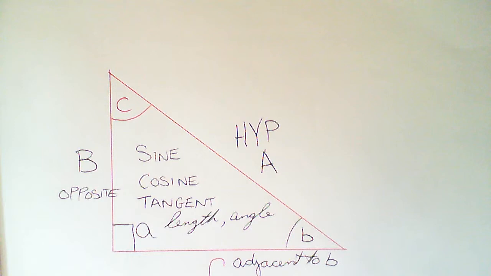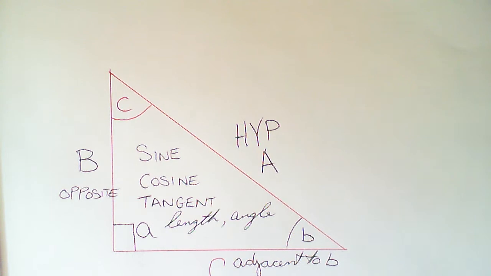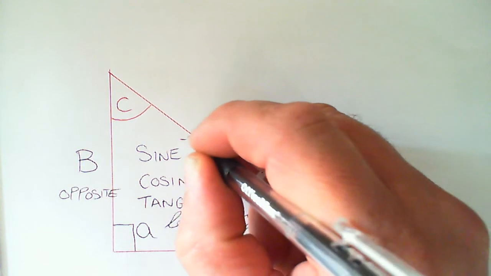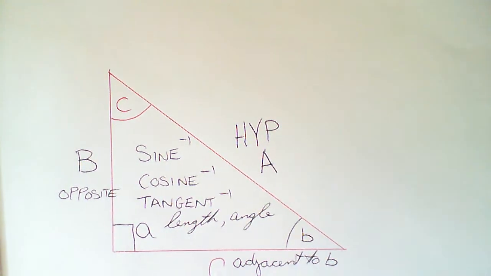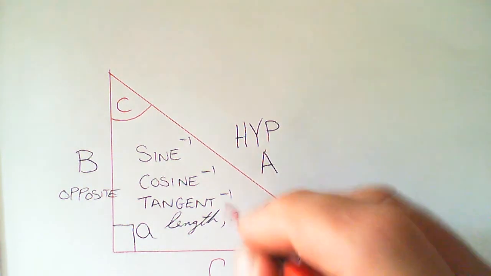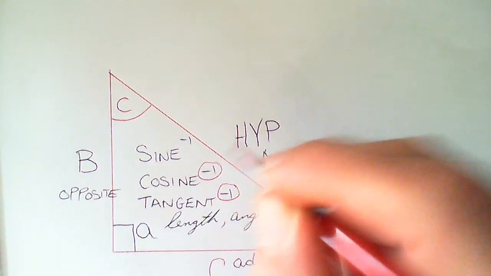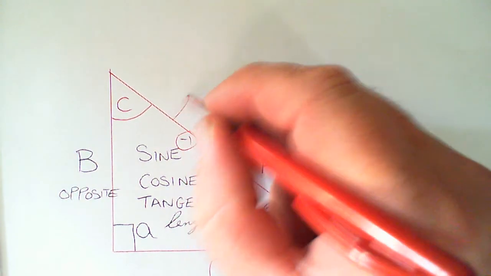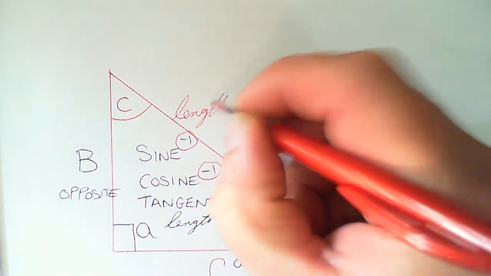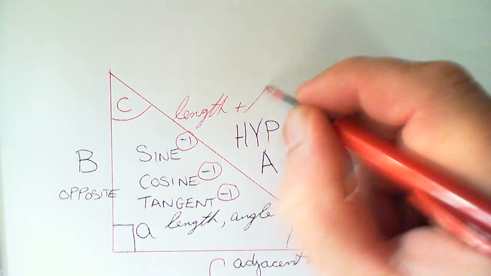What happens if you're given two lengths? That is when we use the inverse function. Sine -1, cosine -1, tangent -1. We use that only when we have a length and another length.